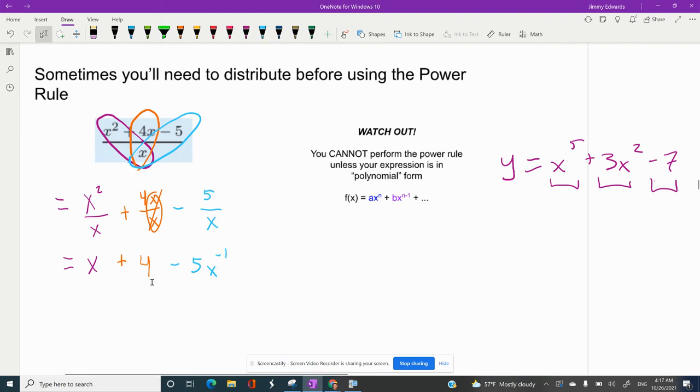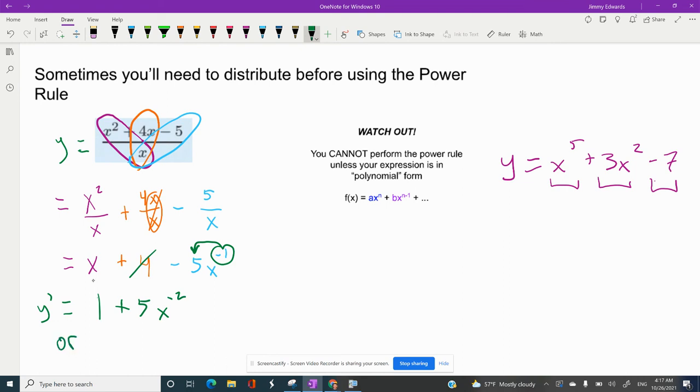Now this is a format that we can actually do the power rule with. So we'll have y prime equals, well, if this is y, it wasn't defined. Oh, there we go, now it is. The derivative of x is 1. The derivative of 4 is 0. And then the derivative here, the negative 1 comes down, that's plus 5x to the negative 2.